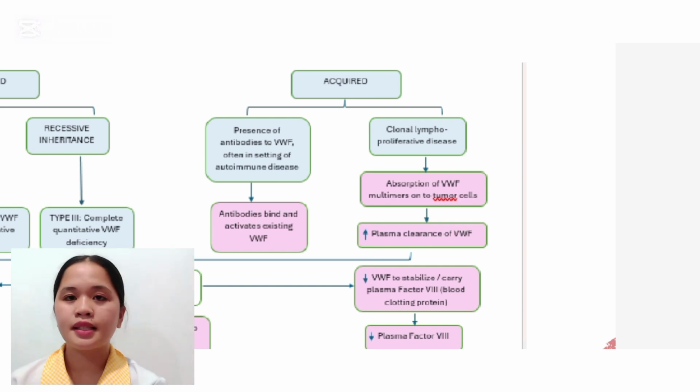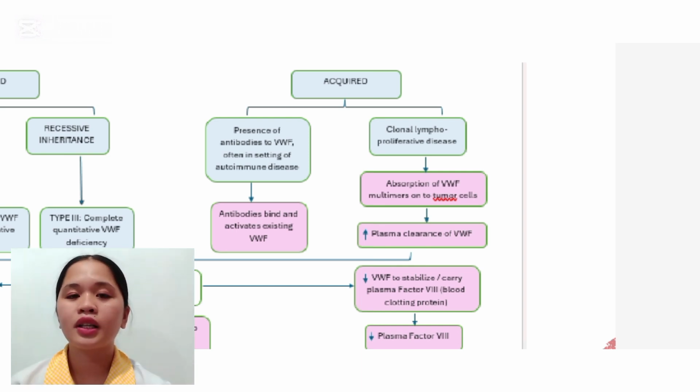Acquired von Willebrand syndrome is not inherited but rather an acquired condition, often linked to underlying health issues such as autoimmune disorders or clonal lymphoproliferative diseases. This acquired nature differentiates it from the congenital form of von Willebrand disease.